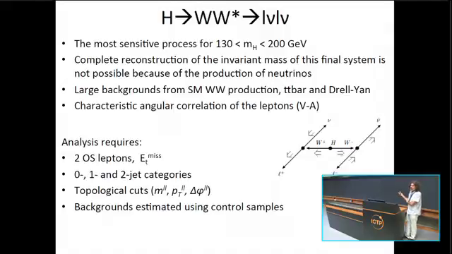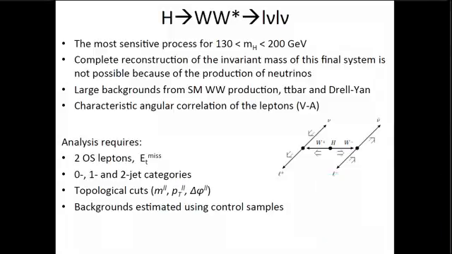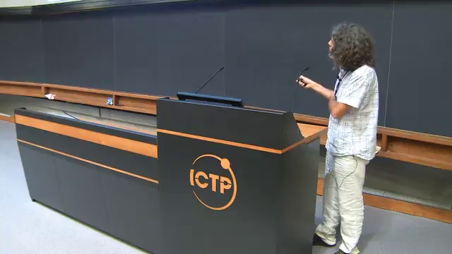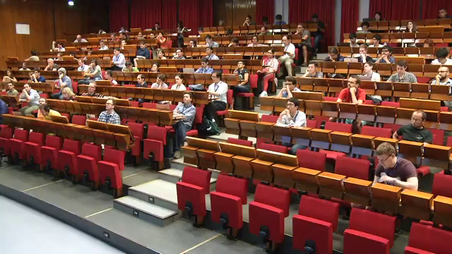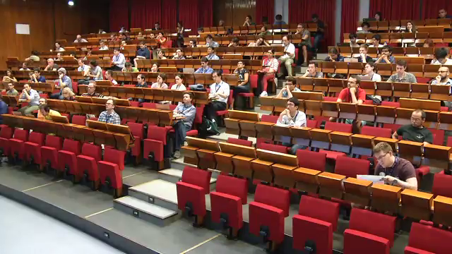And what one can do to select the signal is exploit the characteristic angular correlation that we have in the production of Higgs, because the Higgs is scalar, and so the spins of the two W's have to be back to back, and due to the V minus A decay of the W's, the two leptons tend to go in the same direction. So the analysis requires two opposite-sign leptons, missing ET, then categories based on 0, 1, and 2 jets, then topological cuts on the two leptons: mass, pT, phi.